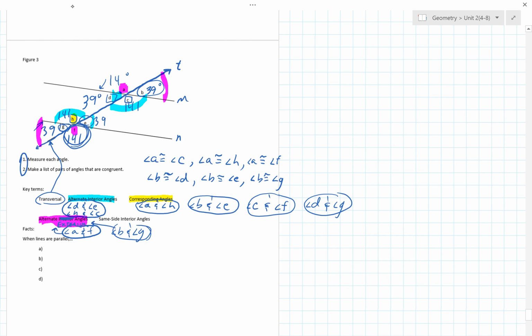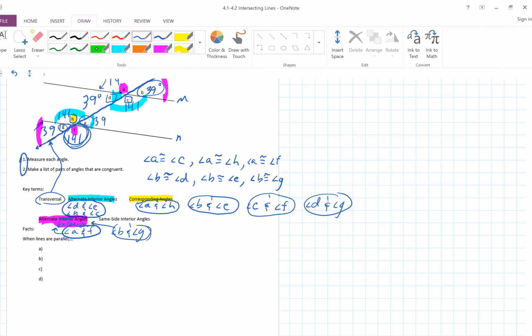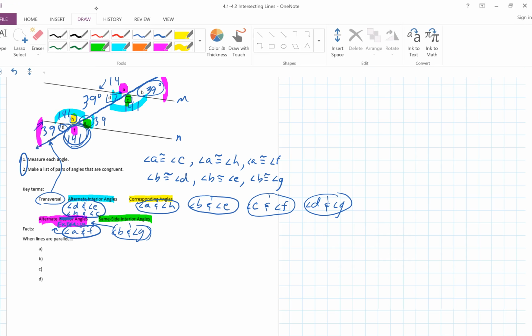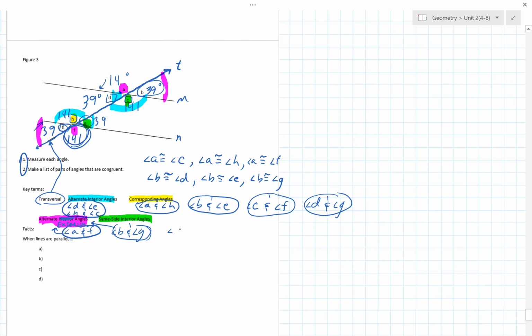And then we've got one more type that I want to discuss, and I'm going to use a green highlighter for this. So same side interior angles. So these are interior, meaning they're in between lines M and N, and they're on the same side. So that would be, for example, angle C and angle E. Angle C and angle E are on the same side of the transversal, and they're interior, meaning they're in between lines M and N. So those angles are same side interior, and there's one more pair of same side interior. Go ahead and write down what you think that pair might be.